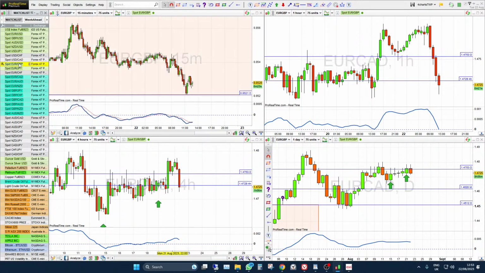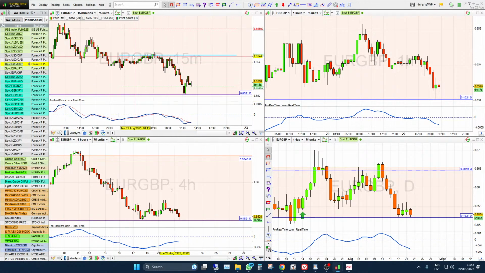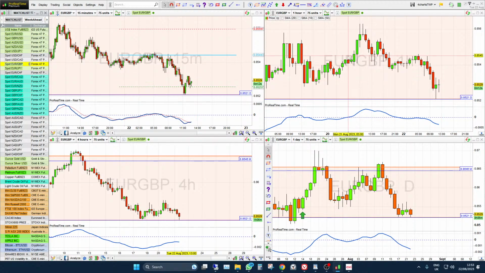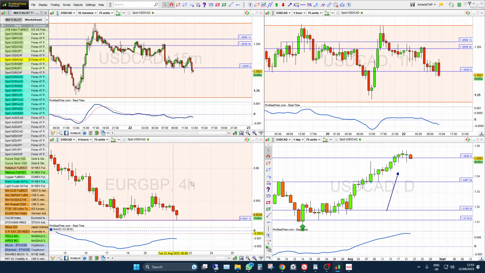Let's go back. So we've got Euro GBP. Not really a great chart to trade, generally speaking. You can see the liquidity is not as good here. But it is in a bit of a downtrend. And again, let's look at these 4-hour candles. So let's just have a look at dollar CAD.